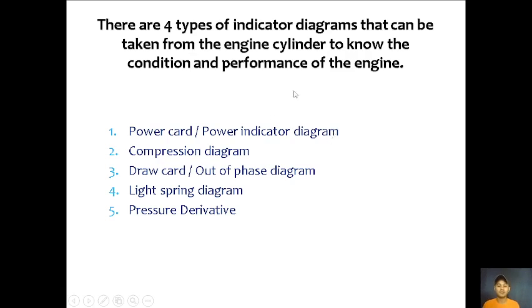Okay, so there are 4 types of indicator diagrams that can be taken from the engine cylinder to know the condition and performance of the engine. First, the power card or power indicator diagram. Next, we have the compression diagram. We have the draw card, out of phase diagram.